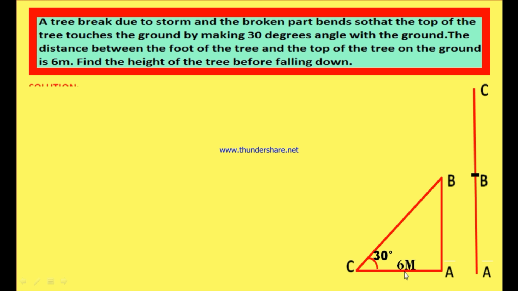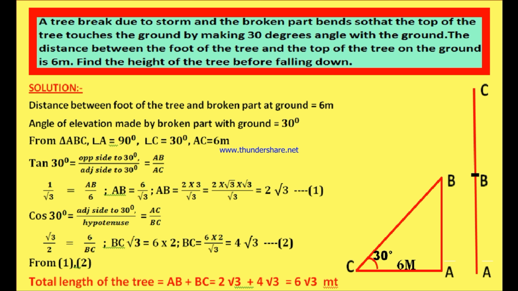Okay, here is the solution. Let us write the points that are given. The first point is the distance between the foot of the tree and the broken part at the ground, which is 6 meters. The angle of elevation made by the broken part with the ground is 30 degrees.